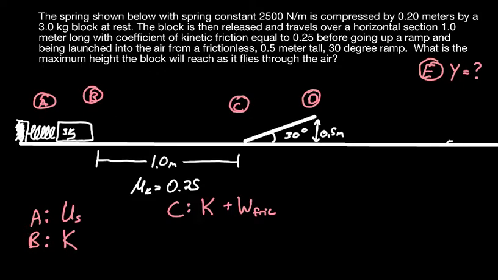At point D, we have our block still moving. It's going off the ramp, so we still have kinetic energy. We still had some of that energy that was lost due to friction, or transferred to another form due to friction, so I'll include that here. But now we're up at some height, so we have some gravitational potential energy up there.